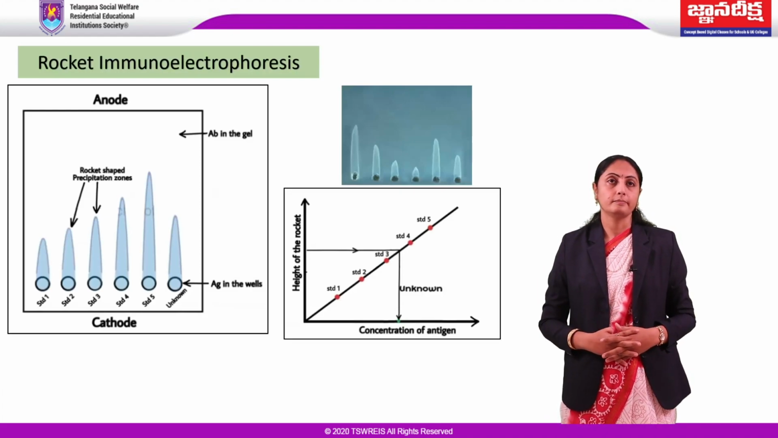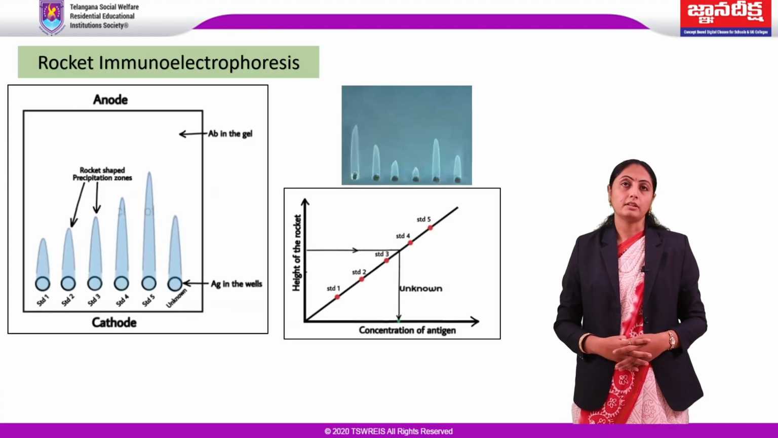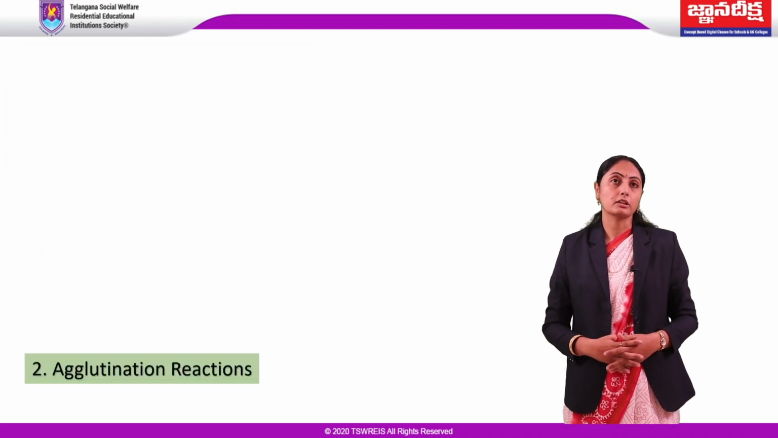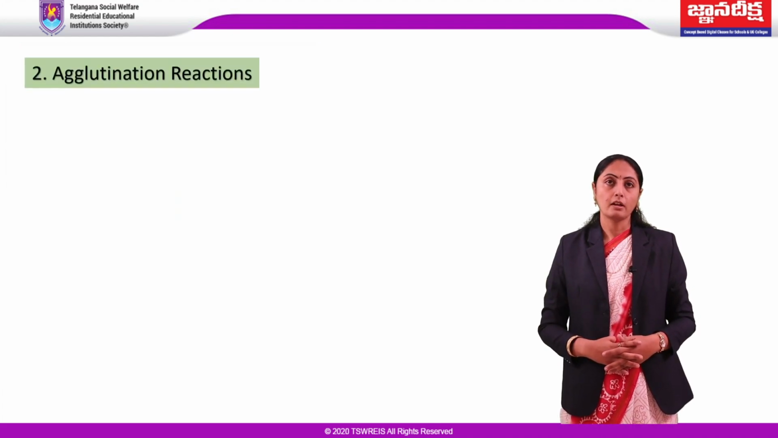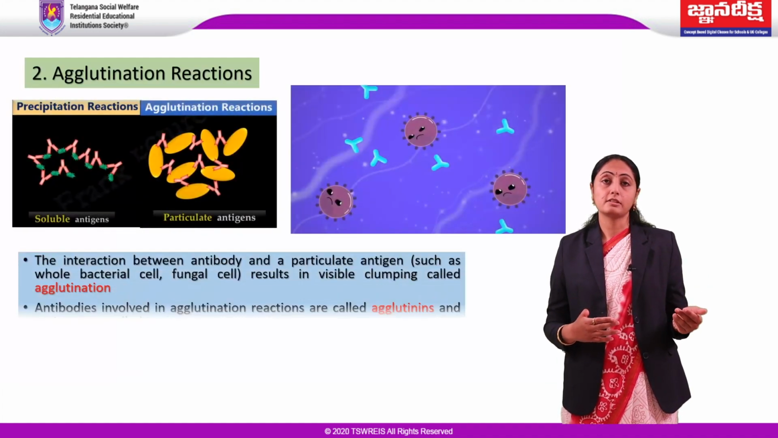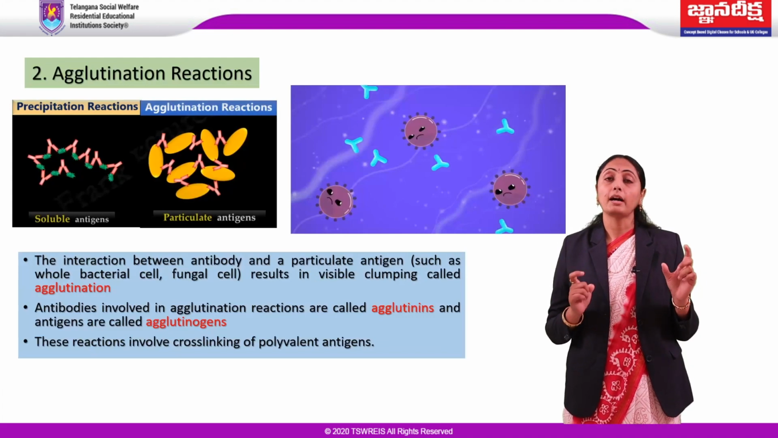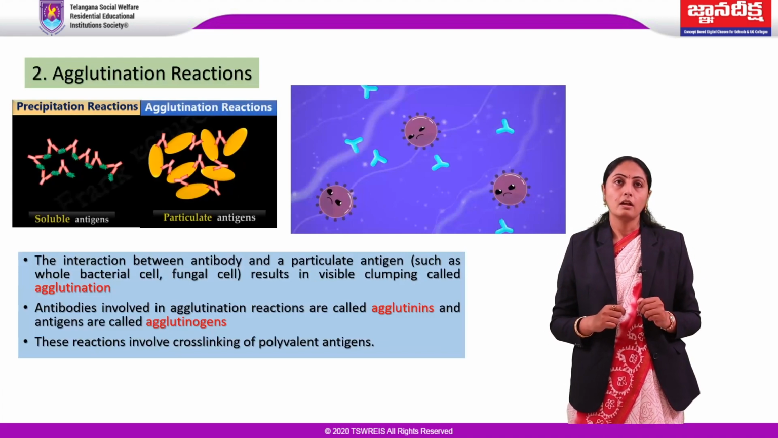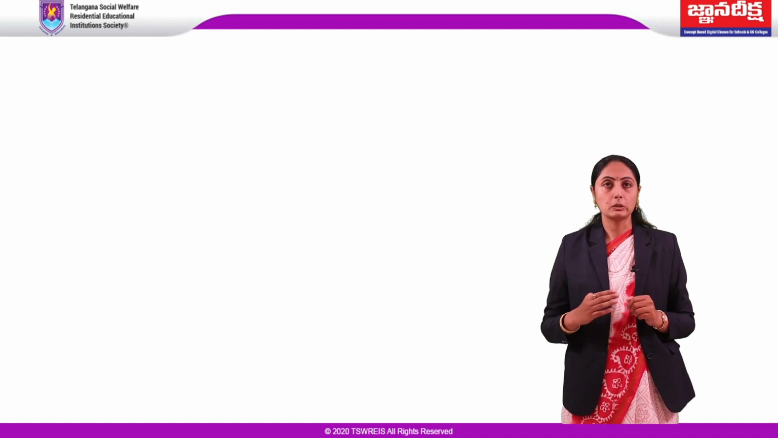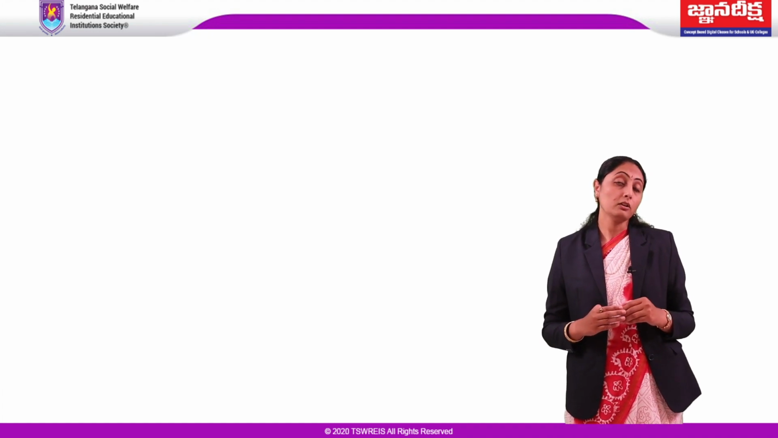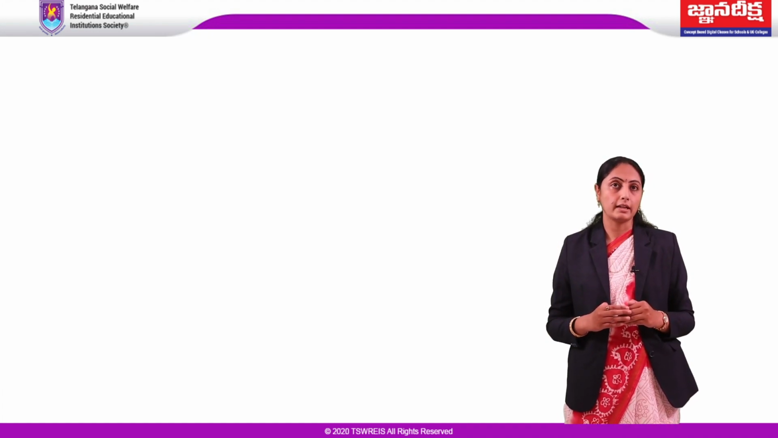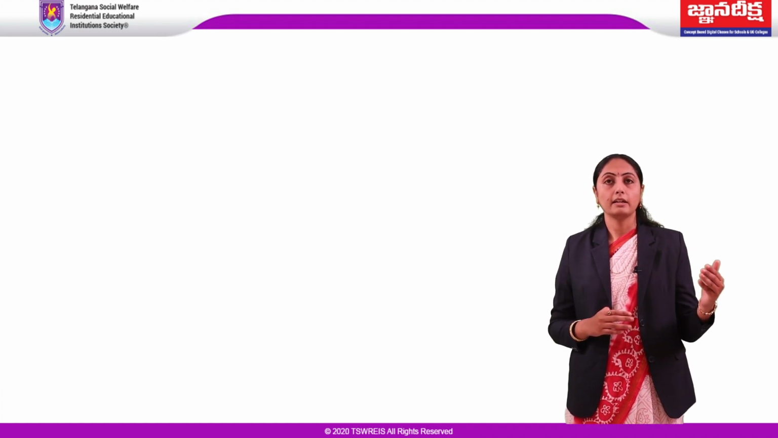Another type of antigen-antibody interaction is the agglutination reaction. While precipitation reactions involve soluble antigens, agglutination reactions involve particulate antigens. Particulate antigens include red blood cells and also microorganisms like bacteria, fungi, and protozoa.